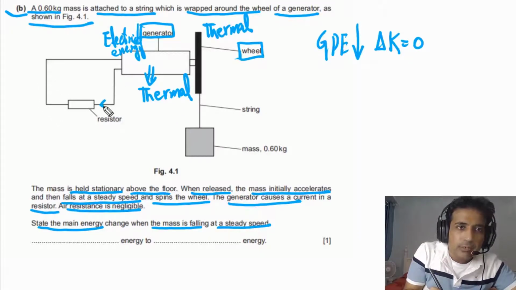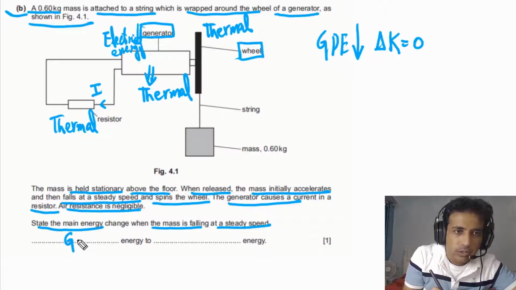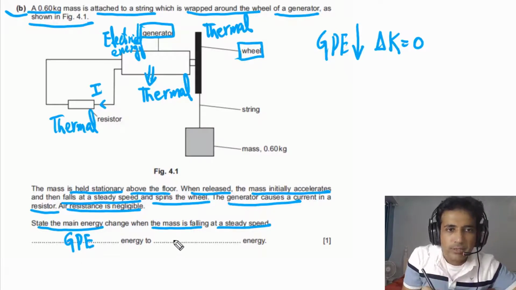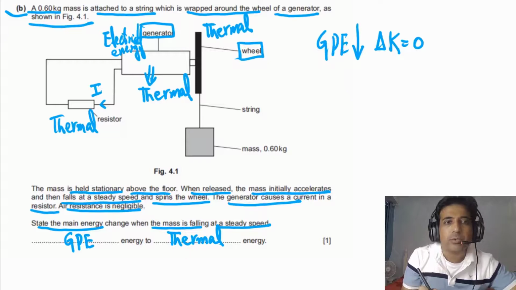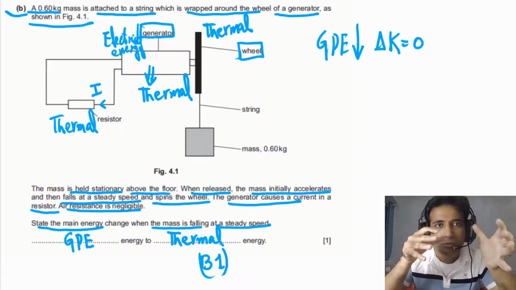So when current flows through this resistor, electrical energy will also be converted into thermal energy. So this is the main change in energy. We have first of all GPE, meaning GPE is decreasing and this GPE is converted into thermal energy. That's all that is happening in this problem, and this is how you can write down your answer. If you write this down, you will get 1 mark and that is the B mark. Means this has to be in your answer.